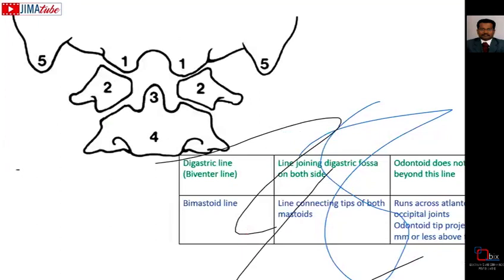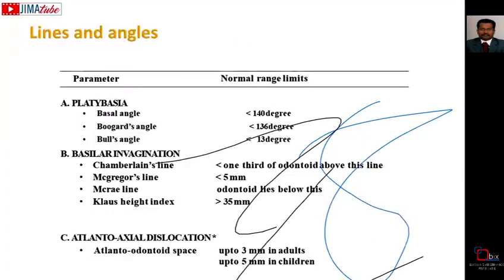Lastly, we have two lines. This is the digastric line, which connects both digastric fossae. The odontoid does not project beyond this line. Lastly, the bimastoid line, which connects the tip of both the mastoids. So it runs across the atlanto-occipital joints. The odontoid tip projects 10 millimeter or less above this line. So these are the lines and the angles. I told you the parameters and normal limits, which are given in this slide.